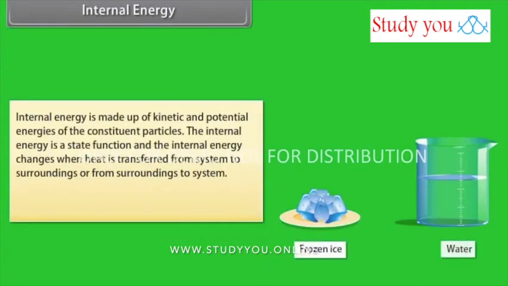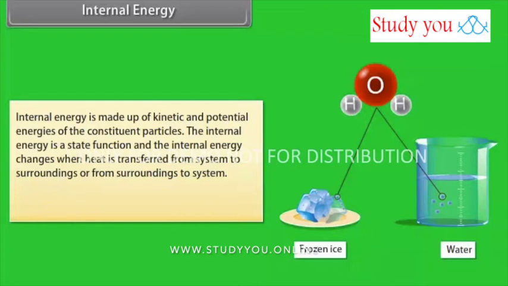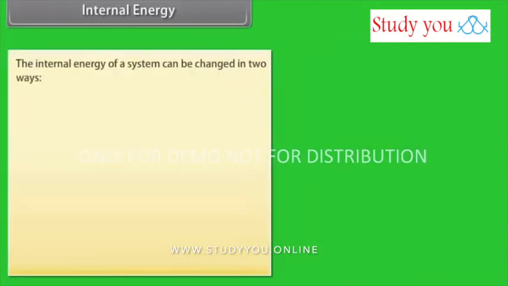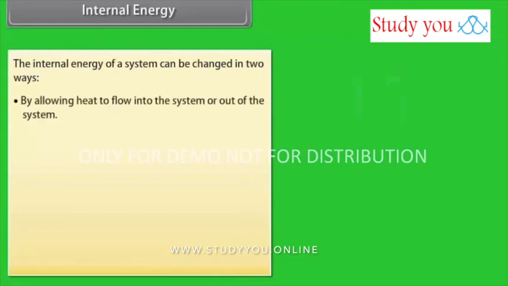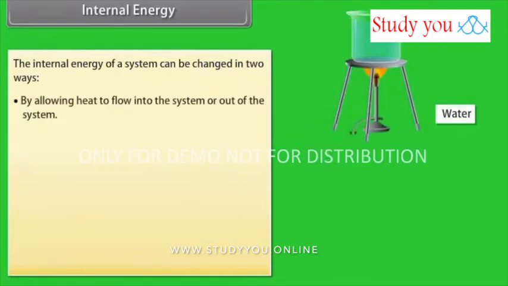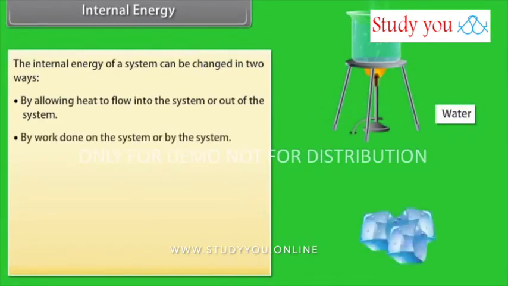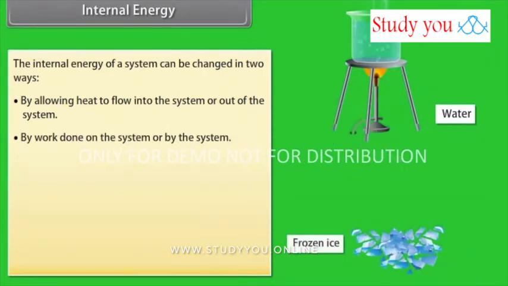Internal energy. Internal energy is made up of kinetic and potential energies of the constituent particles. The internal energy is a state function, and the internal energy changes when heat is transferred from system to surroundings or from surroundings to system. The internal energy of an isolated system is constant. The internal energy of a system can be changed in two ways: by allowing heat to flow into the system or out of the system, or by work done on the system or by the system.